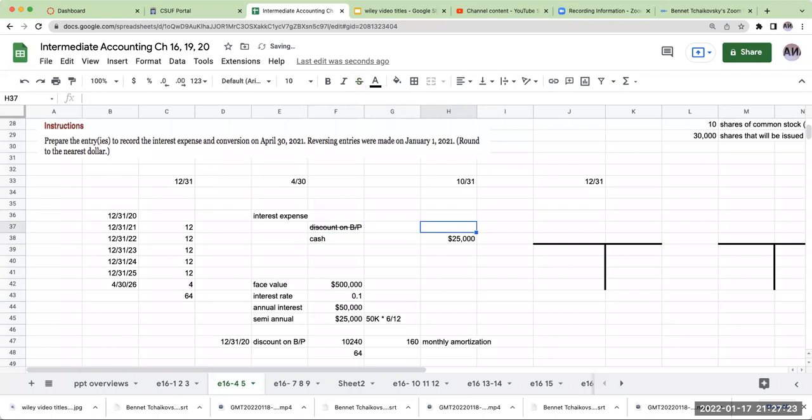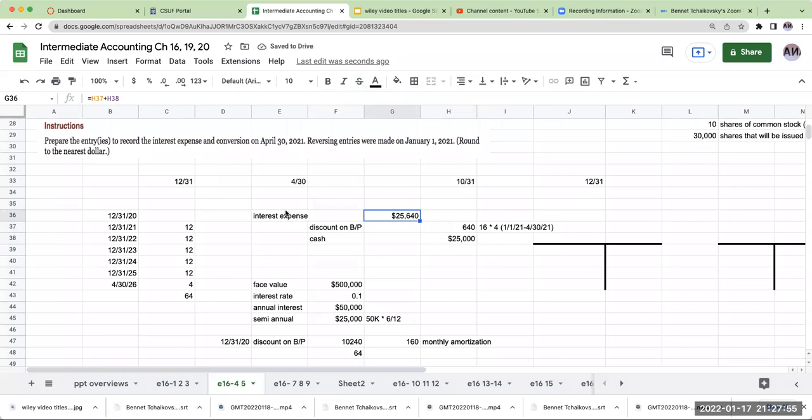This is going to be my discount on bonds payable, 160 times 4, or January 1st, 2021 through 4/30/21. So this is going to be 640. So my interest expense would be 25,640. Now notice something here.